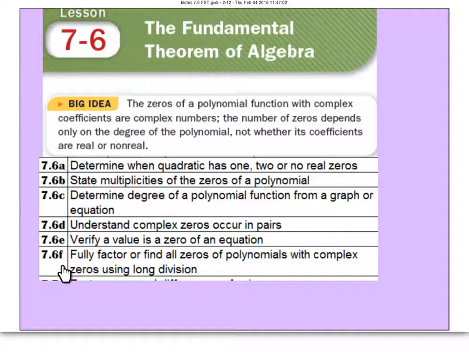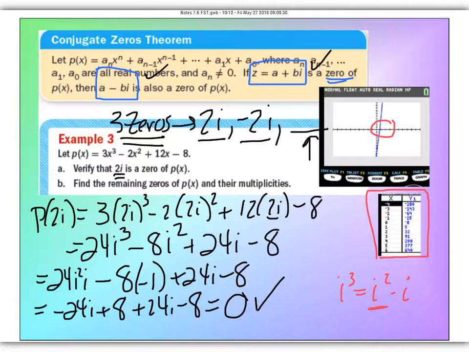Learning objective F, we're going to fully factor by finding all the zeros with complex zeros using long division. So let's go back to the problem we ended in learning objectives D and E and finish off part B. So here's where we left off on learning objective D and E. Part B wants us to find the remaining zeros and their multiplicity.